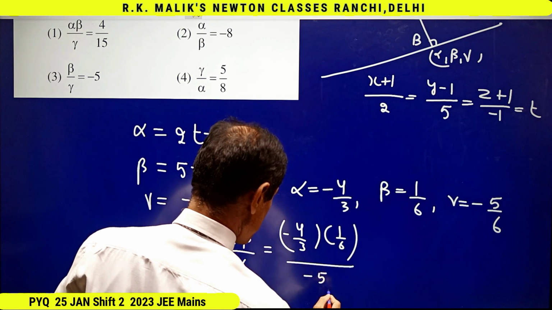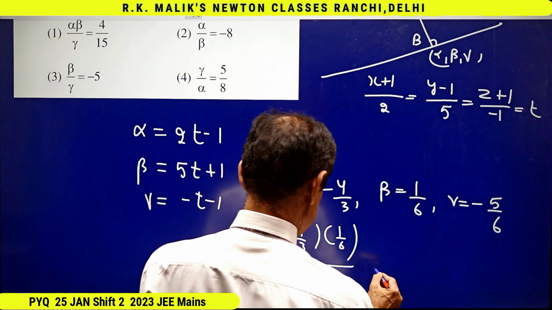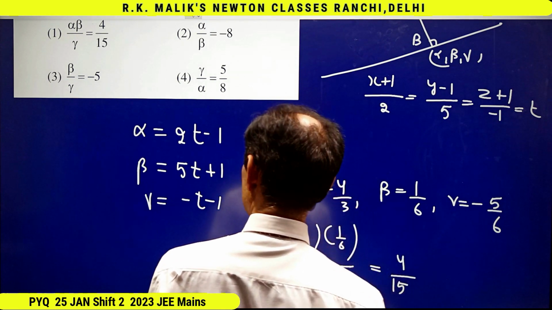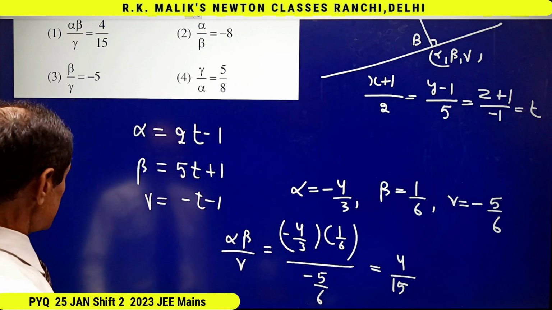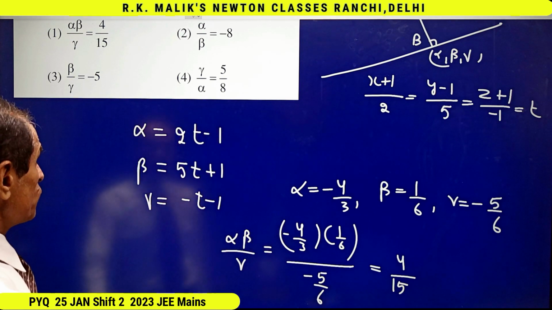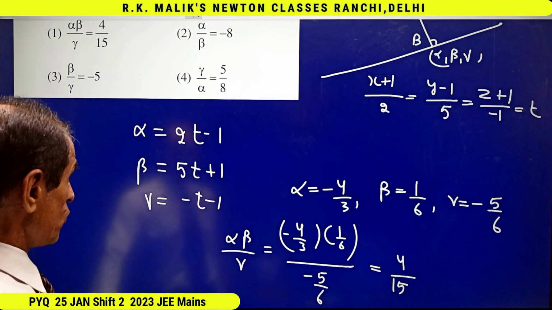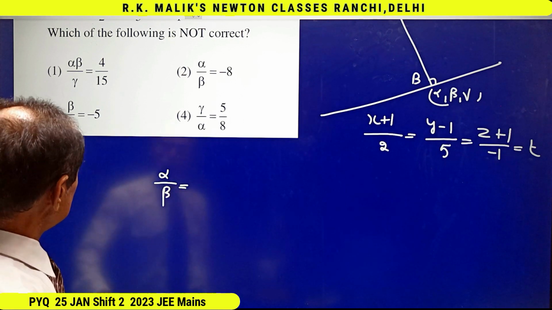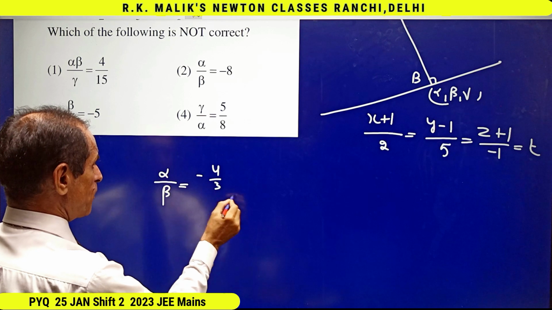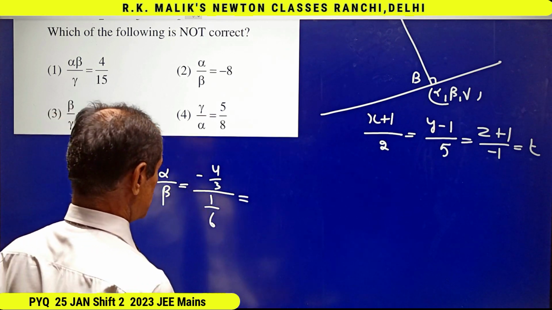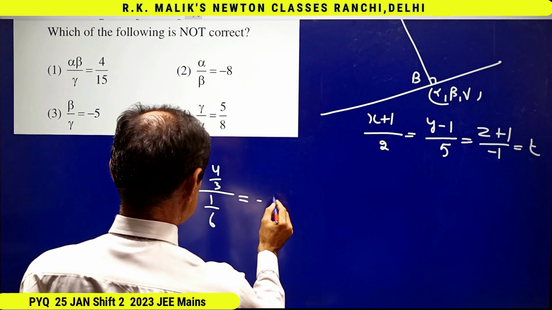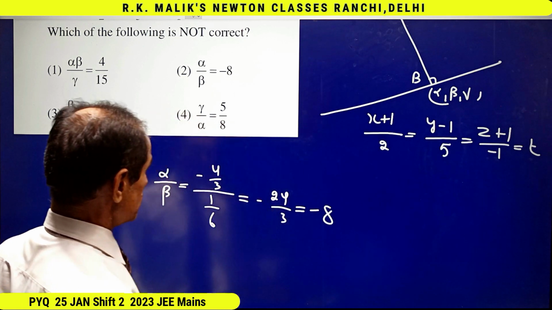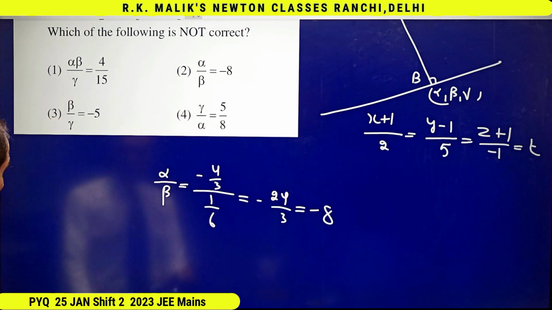minus 4 by 3 into 1 by 6 upon minus 5 by 6. That is equal to 4 by 15. Hence, the first relation is correct. But we have to find the relation which is wrong. And now, alpha upon beta is equal to minus 4 by 3 upon 1 by 6, that is minus 24 by 3, that is minus 8. Hence, the second is also correct.